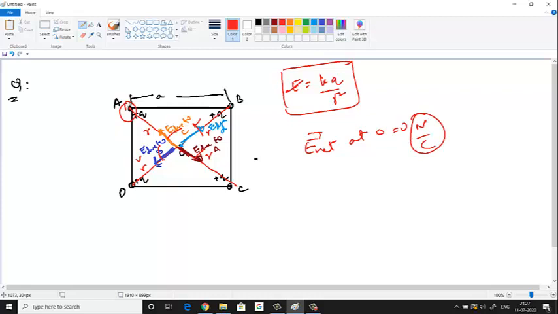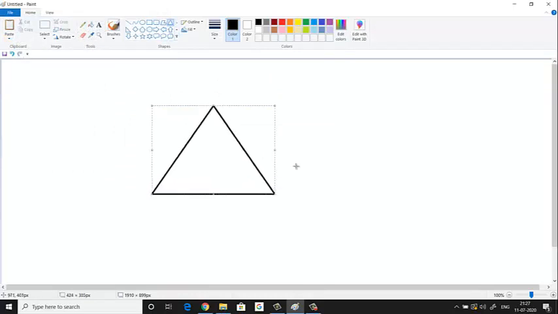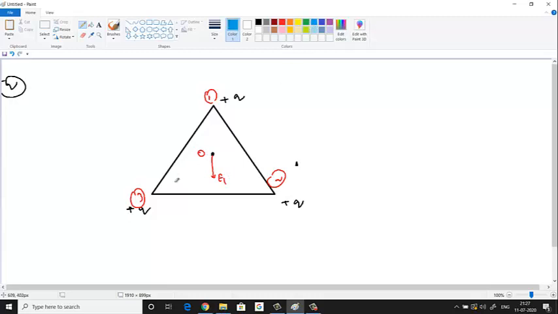They may give you a triangle also like this. If they give you an equilateral triangle, say, and they have equal charges, so this is the second question: plus Q, plus Q, plus Q. At the centroid of the triangle, the center of the triangle, what is the electric field? Let us say this is 1, 2, 3. Electric field at O due to 1 will be in this direction. Electric field due to 3 will be in this direction, and electric field due to 2 will be in this direction.